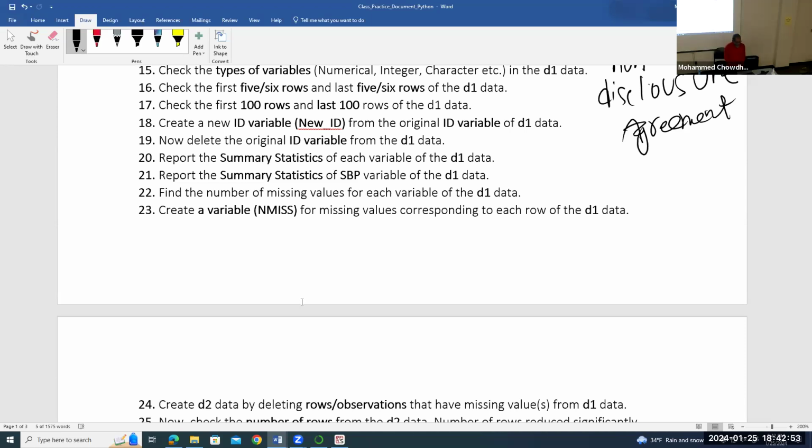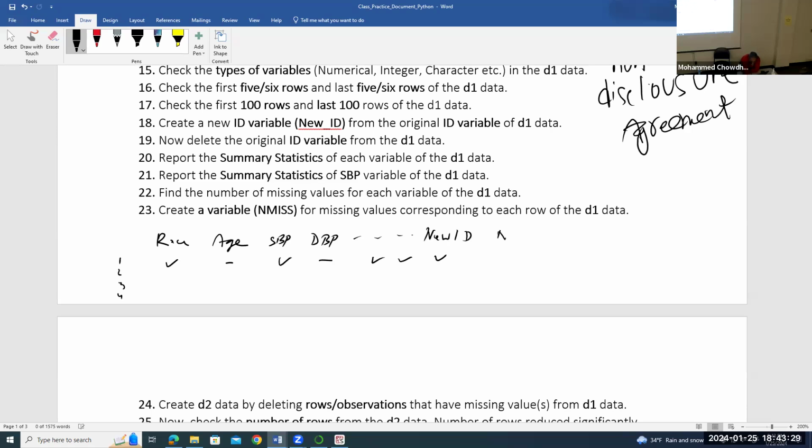Create a variable, n miss, for the missing values corresponding to each row of the D1 data. What does this mean? Suppose this is my data, race, age, SBP, and DBP, all the way to the new ID that I have created. Okay, and these are the variables. This is row 1, row 2, row 3, row 4. So for example, in this case, this is missing, this is not missing, this is missing. All of those other things are non-missing.